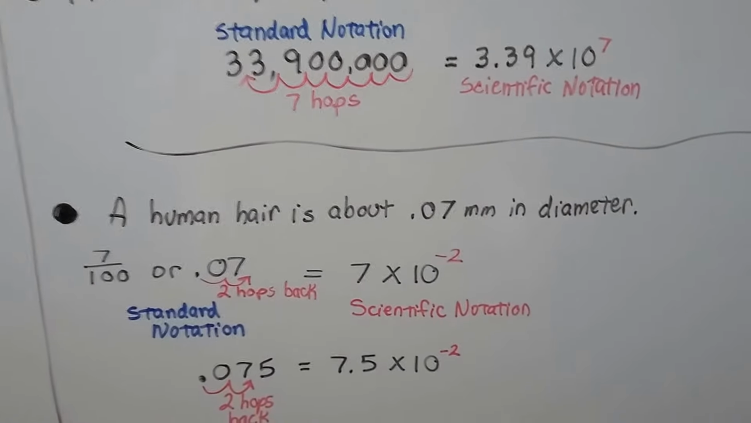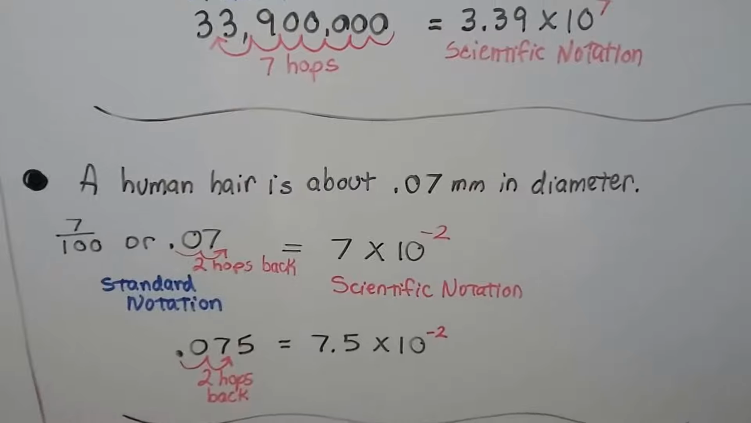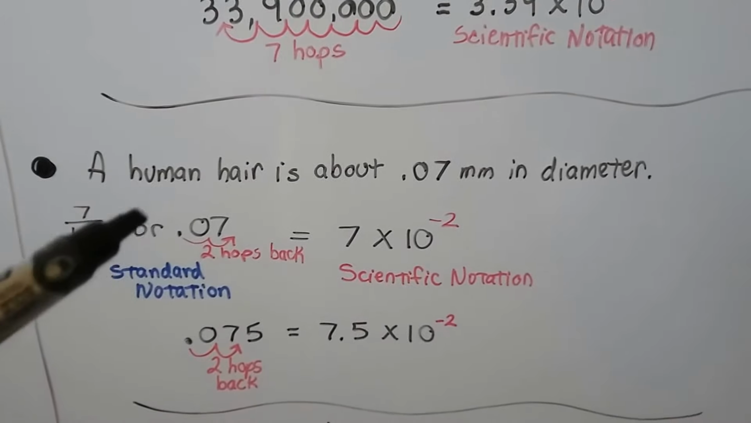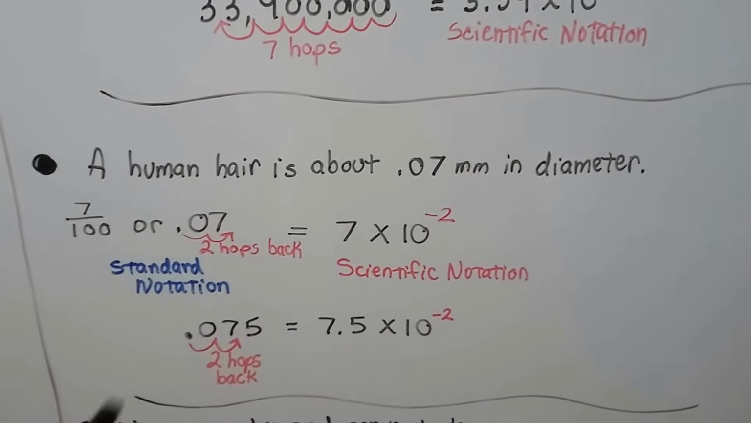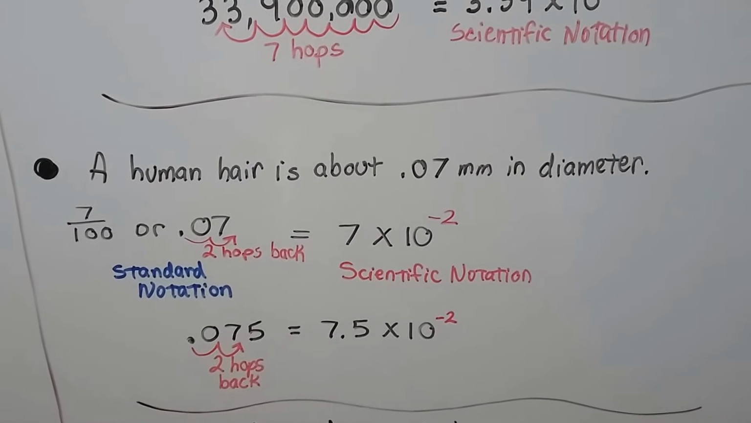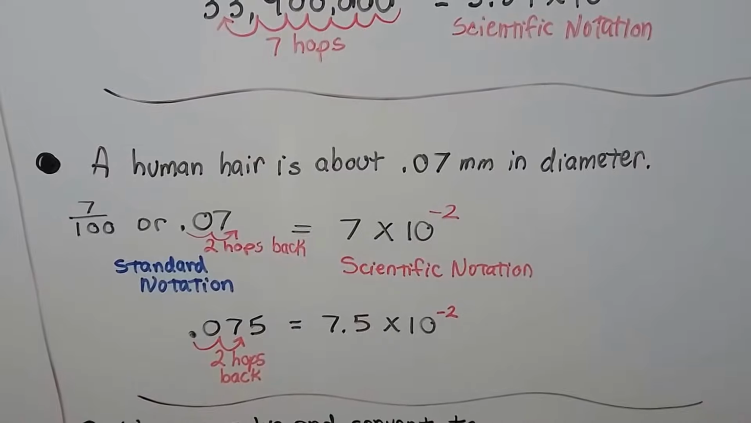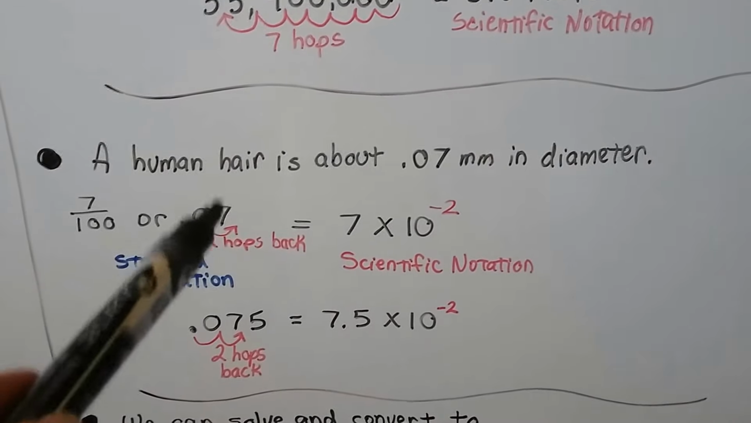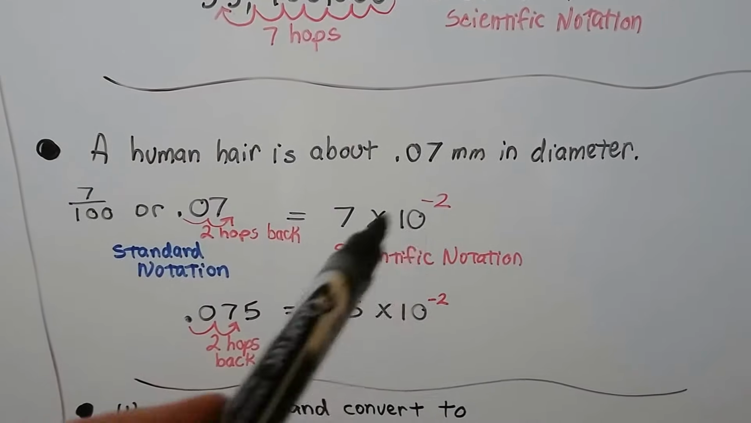There has to be a decimal point with one digit to its left for it to be scientific notation, all right? A human hair is about 7/100ths of a millimeter in diameter. That's 7/100ths, or 0.07, right? We take 2 hops back and can do 7 times 10 to the -2. Negative second power, see? This would be standard notation. That would be scientific notation.